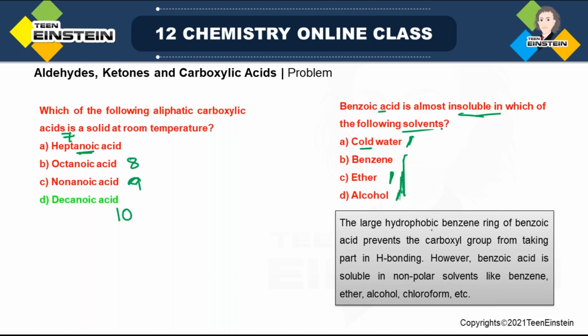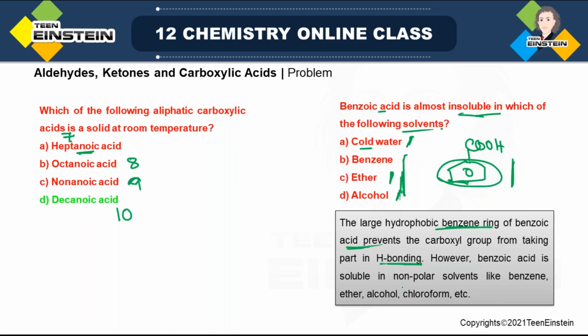The large hydrophobic benzene ring of benzoic acid. So benzoic acid, C6H5CO2H. Except CO2H, if you consider this part, this is a large hydrophobic C6H5. Because of this hydrophobic part, it prevents the carboxylic group from taking part in hydrogen bonding. Though hydrogen bonding is possible, this factor will overcome the hydrogen bonding factor. These two are basically contradictory.